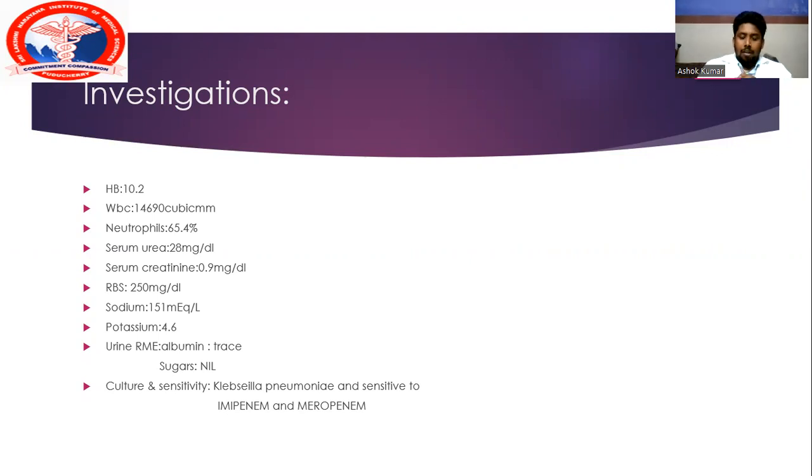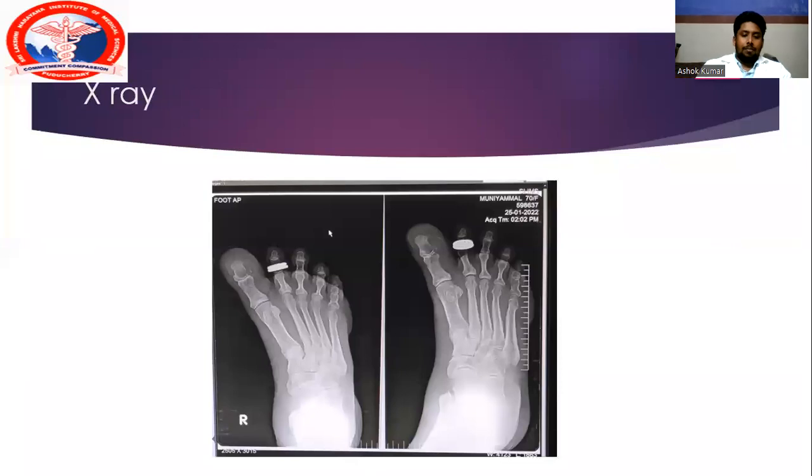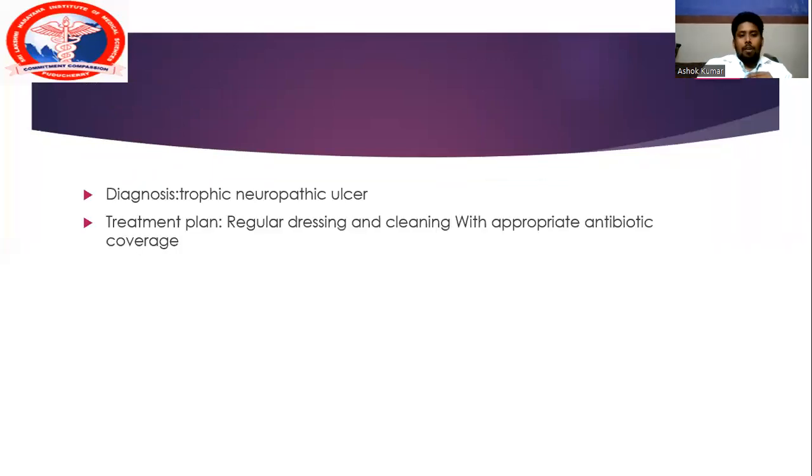She was started on sensitive antibiotics, and we gave her limb elevation. We gave her IV antibiotics. We controlled her diabetic status. So then, with all these measures, her cellulitis subsided. This is her X-ray. It is normal. So this is a trophic neuropathic ulcer, and we did regular dressing and cleaning with appropriate antibiotic cover.